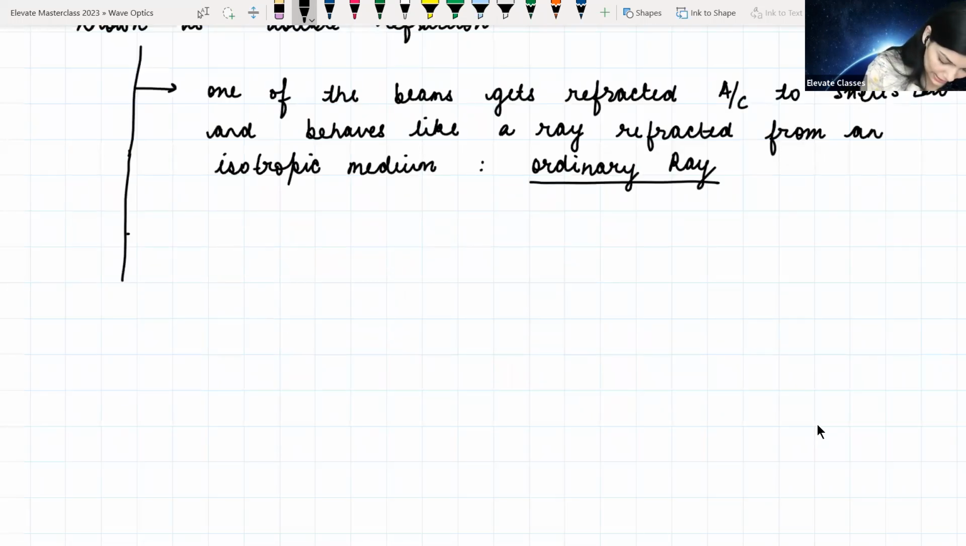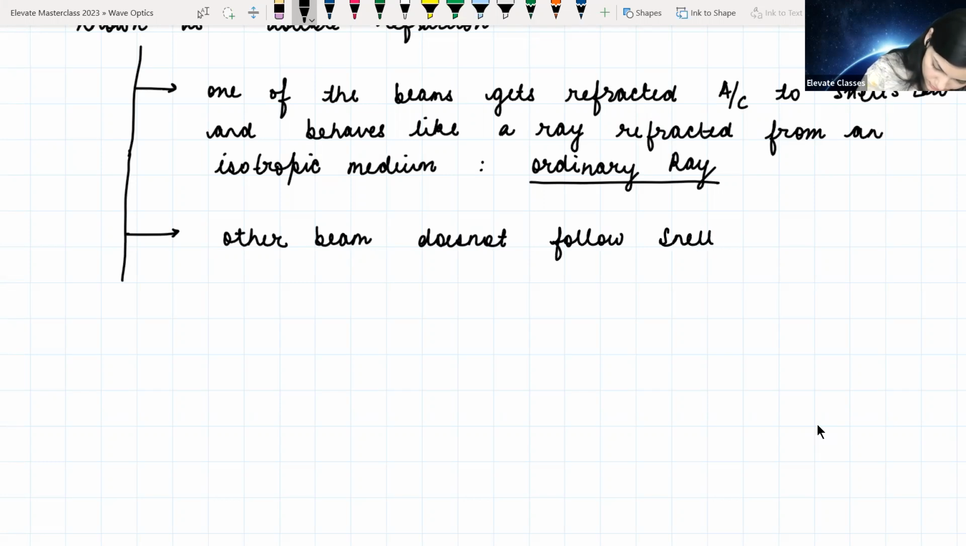And the second ray, the other beam, does not follow Snell's law and therefore is called extraordinary.